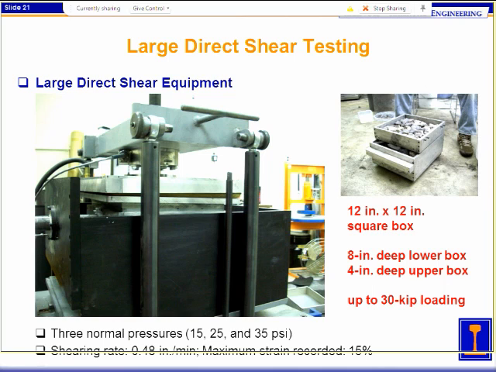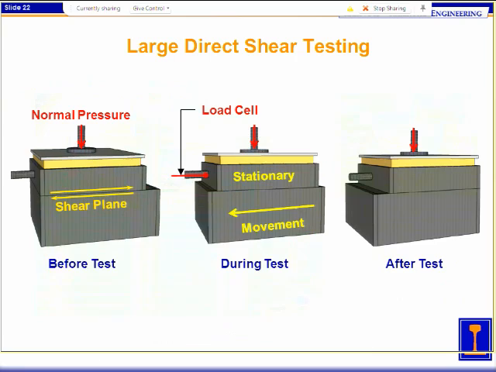The top box there, where the actual shearing is done, is 12 by 12. I think it's about another 3-4 inches. 4 inches. It's 4 inches. And we shear at a rate of 0.48 inches per minute. And we record up to about 15% maximum strain.